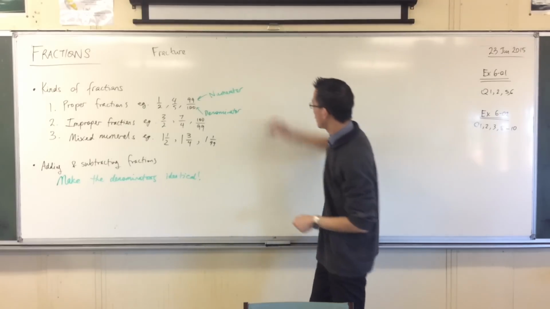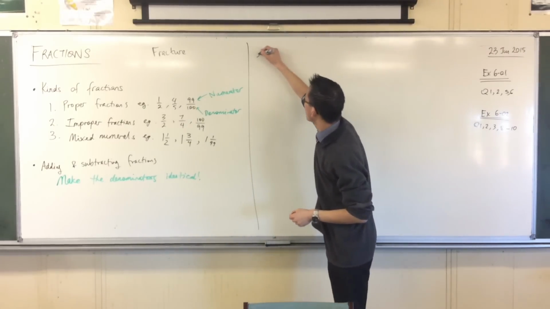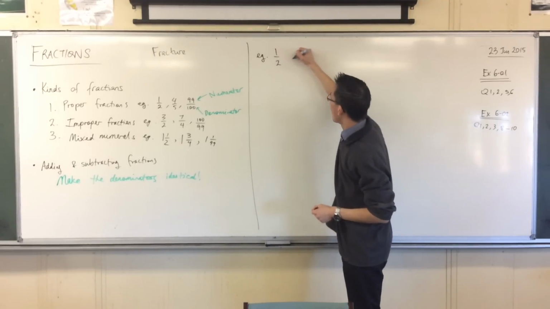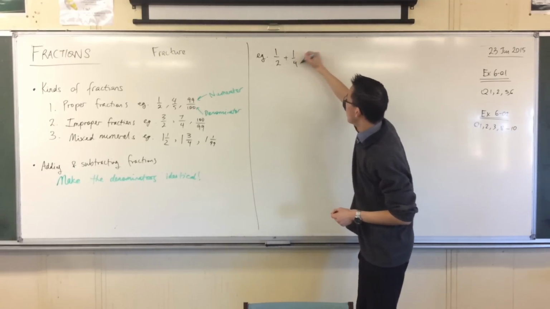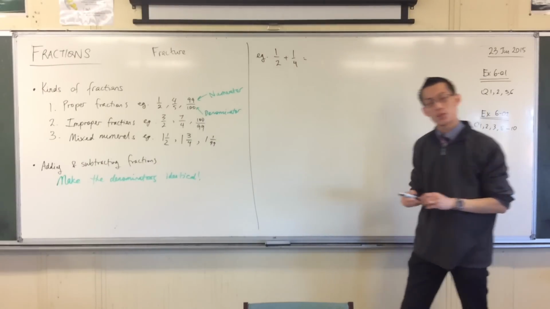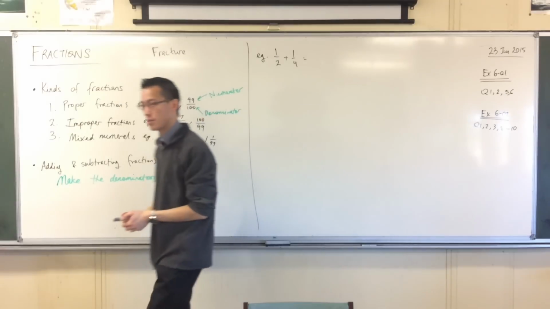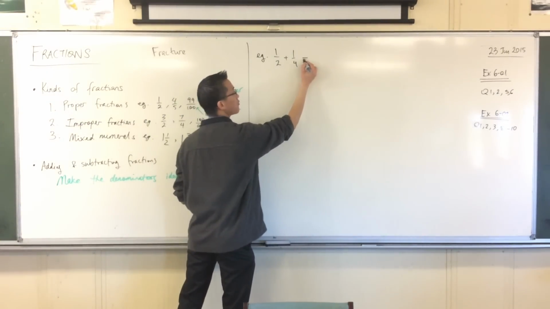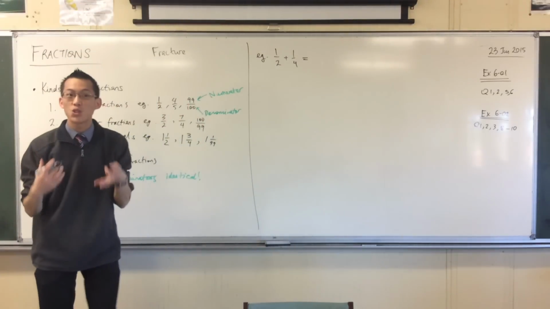Okay, so let's quickly, I'll do it over here. Let's quickly do an example. Okay, so we'll do a half plus a quarter. A half plus a quarter. So the denominators are different in this case, right? How do I change one or both of these fractions so they'll have the same denominator?